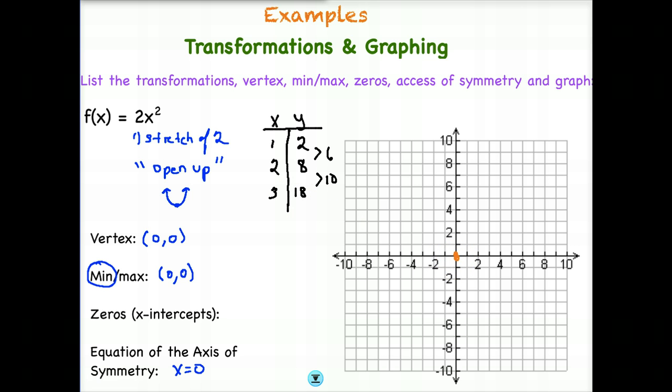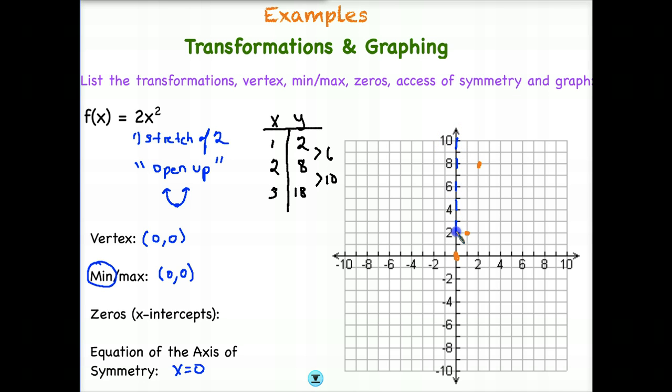So let's go ahead and plot these numbers. So we have a 1 and a 2 here. We have a 2 and an 8 here. And notice I won't be able to plot this point because it's way off the graph. So what I'm going to do then is draw in my axis of symmetry. So let's go ahead and draw that in. I'll just put a dashed line right down here.